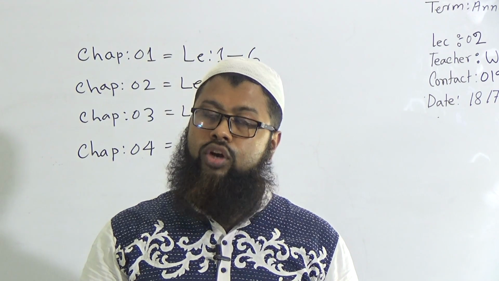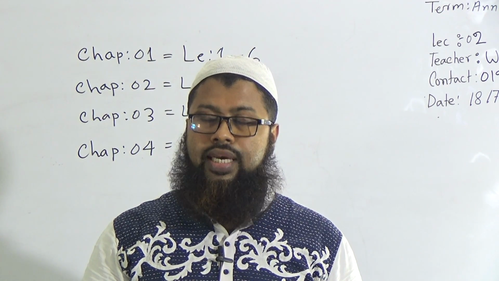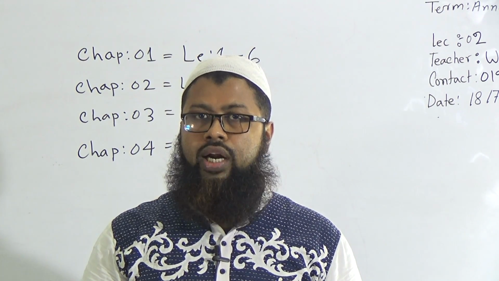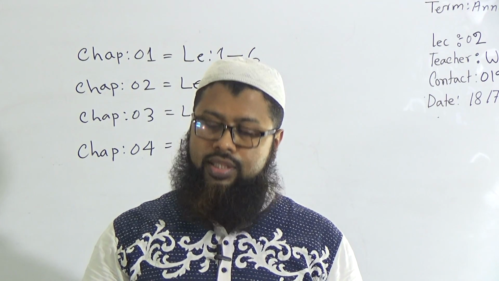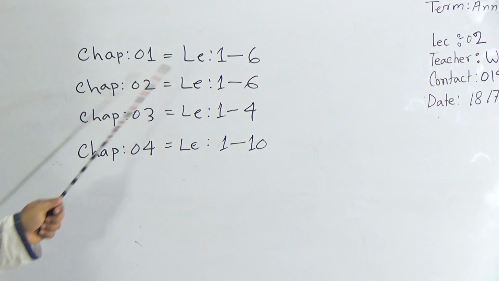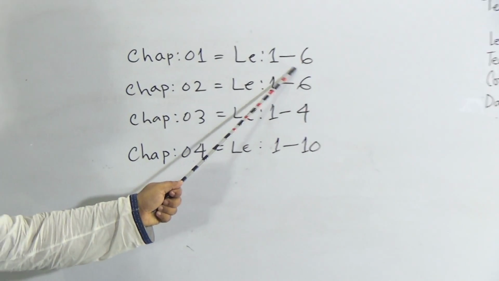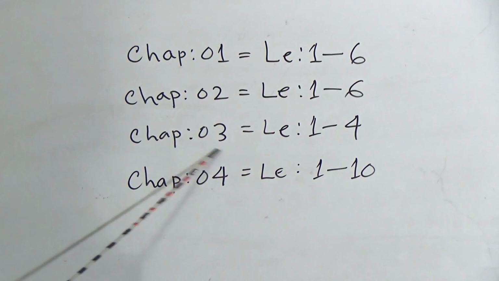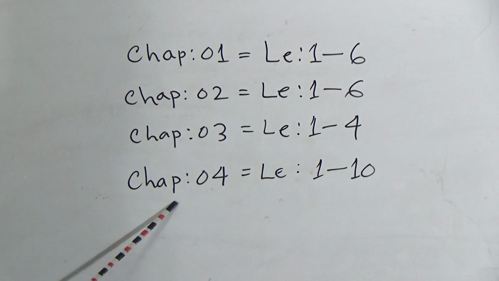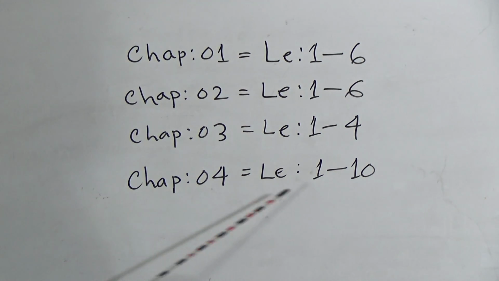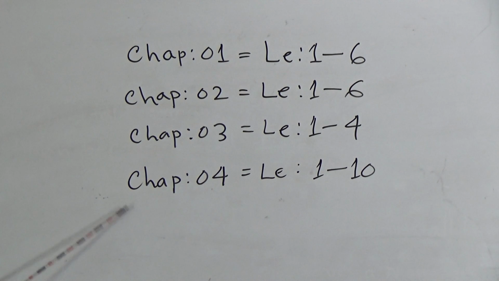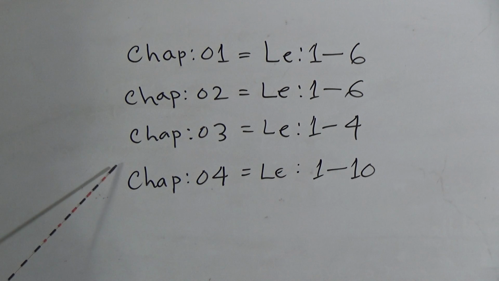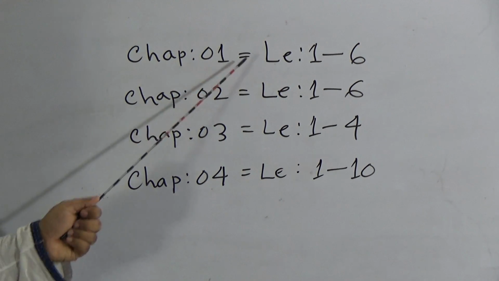As you know, you already got the short suggestion from chapter 1, lesson 1, 2, 3, 4, 5 and 6, and then chapter 2, lesson 1 to 6, chapter 3, lesson 1 to 4, and chapter 4, lesson 1 to 10. Students, there is no chapter 5 because we left out chapter 5. Whatever questions you get, MCQ or creative, all will come from here.